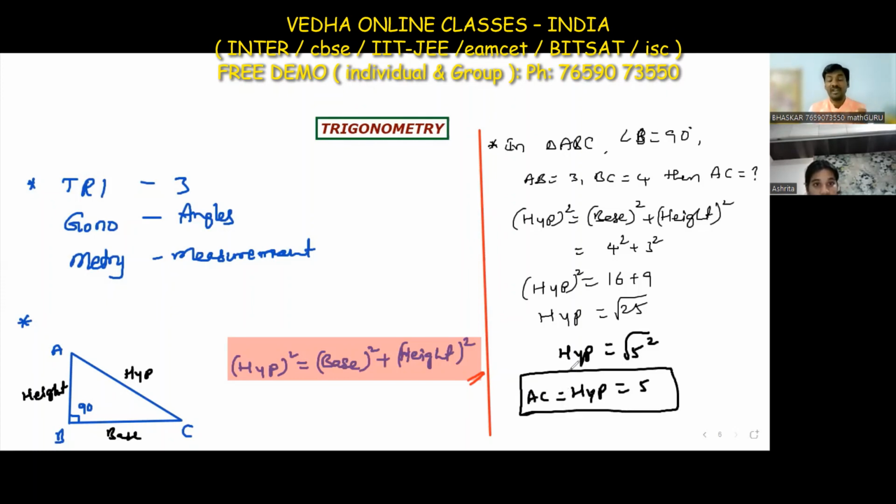So like this, we can find any side. When we know two sides, we can find the third side, not only the hypotenuse. If you know the hypotenuse, just substitute the hypotenuse value and find the height or base also. And what are the trigonometric ratios?